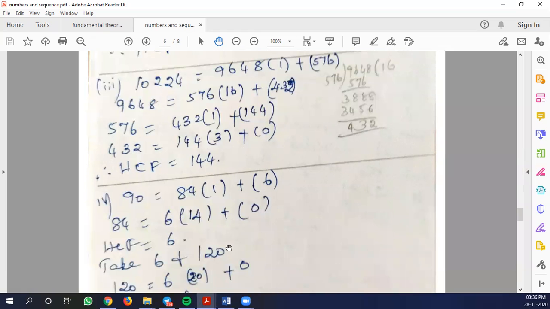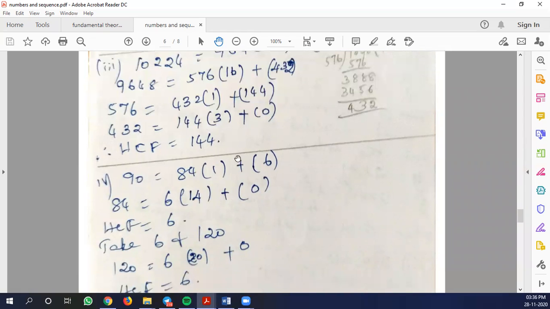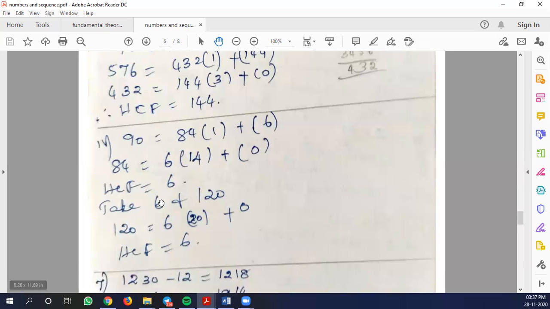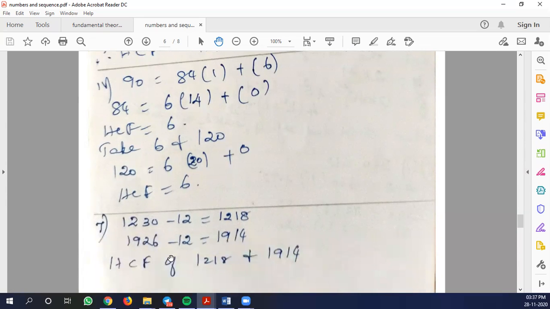The last sum: 84, 90, 120. First you take 90 and 84, these two numbers. Divide 90 by 84 only one time and the remainder is 6. Then take 84 divided by the remainder 6, 14 times plus 0. So the HCF is 6. Now we take the 6 and the last number 120. Divide 120 by 6, 20 times, and the remainder is 0. So the HCF is 6.